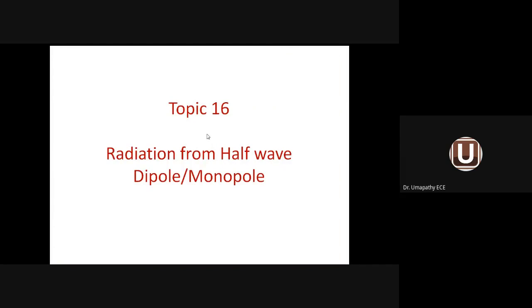So we want to find the radiation strength of H phi and E theta from half-wave dipole or monopole. Half-wave dipole and the monopole are the very basic standard practical antennas available in the market. So there are 2 antennas, half-wave dipole and monopole. What is half-wave dipole? Half-wave dipole means the length will be lambda by 2. Monopole means length will be lambda by 4. It is also called quarter wave monopole.